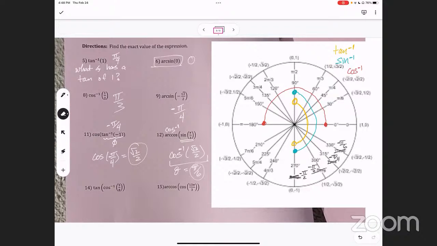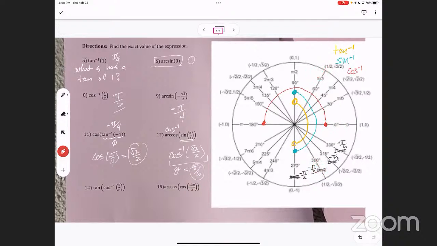Let me teach you how to do that. You ready? We're going to count by pi's over 3. Ready? 1, 2, 3, 4, 5 pi over 3, 6 pi over 3. You get what I'm doing? Yep. 7 pi over 3, 8 pi over 3, 9 pi over 3, 10 pi over 3, 11 pi over 3, 12 pi over 3, 13 pi over 3.